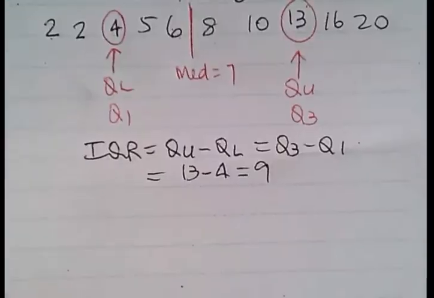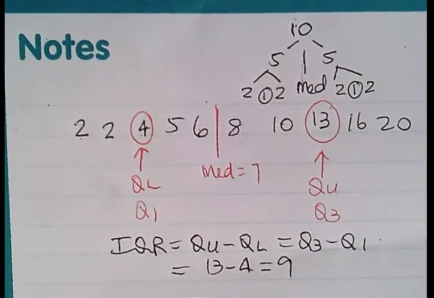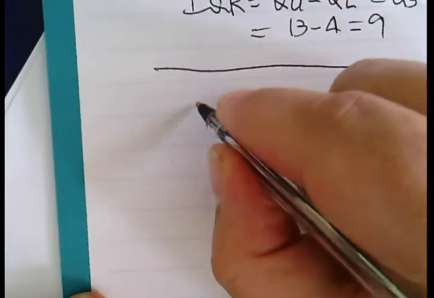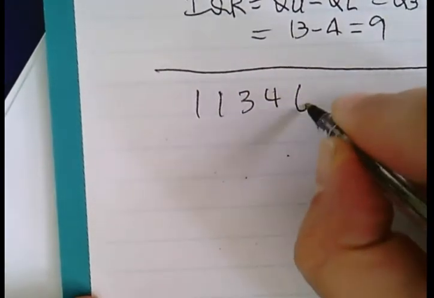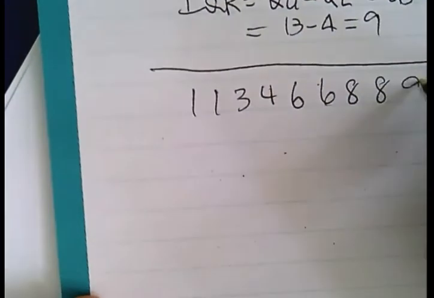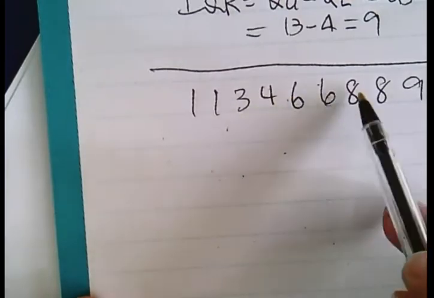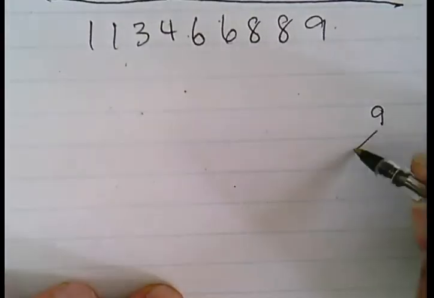Now let's say you had 9, an odd number of data scores. So that's with an even number of data scores. So when you're finding quartiles, you've got to split the data in half and then split again. So let's say we had 9 data scores. Let's say we had 1, 1, 3, 4, 6, 6, 8, 8, 9. 1, 2, 3, 4, 5, 6, 7, 8, 9. 9 data scores. So I start off with 9 data scores.